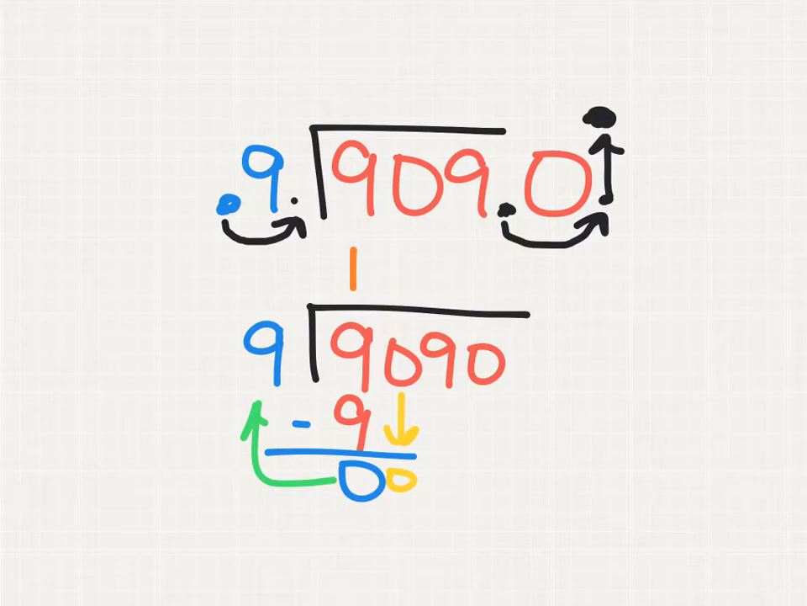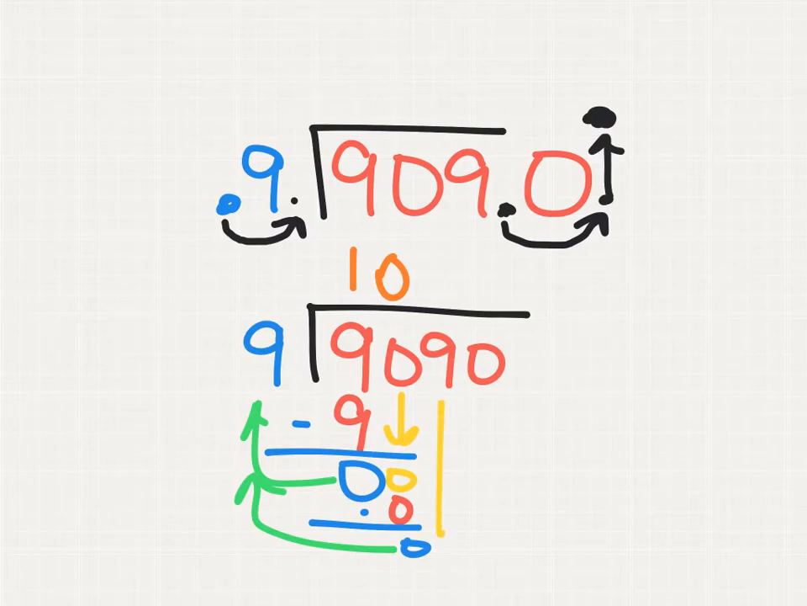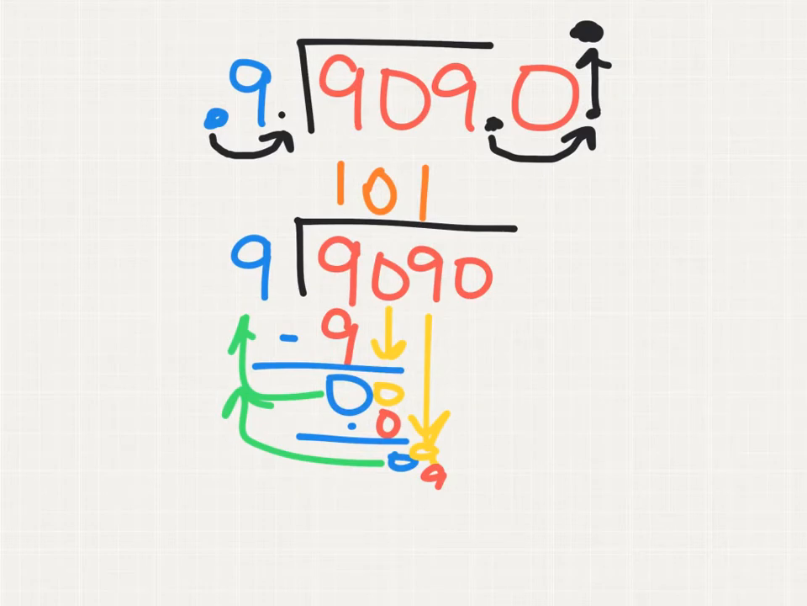I can make no groups of 9 from 0. 9 times 0 is 0. I subtract. I get 0. I compare. I'm less than my divisor, so that's good. So I bring down. I can make one group of 9 from 9. 9 times 1 is 9. So if I subtract, 9 minus 9 is 0. I compare. I'm still less than my divisor, which is great.